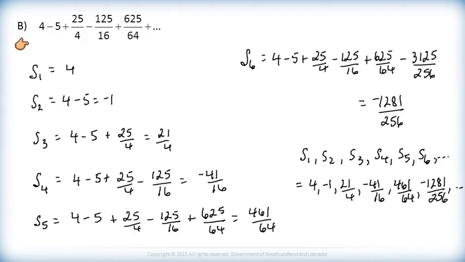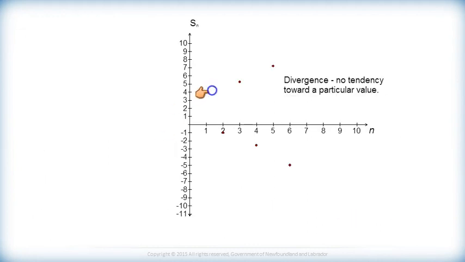For this last one, I simply present the partial sums. You can confirm these. Looks like those partial sums do not approach a fixed value, and it looks like we have divergence. We have some points that are going off in this direction, off towards infinity, some that are going in this direction, on towards negative infinity. Therefore, there's no tendency towards a particular value, and they diverge.